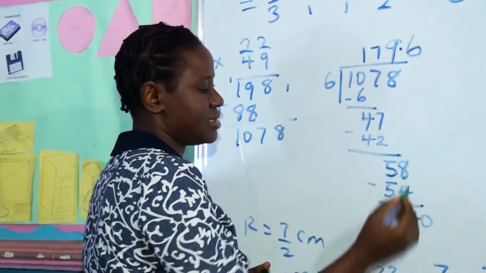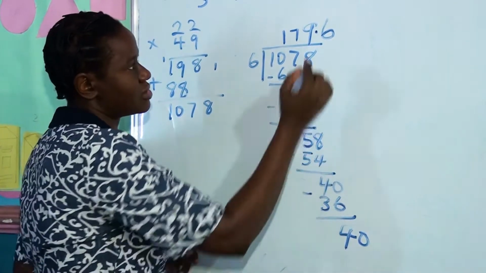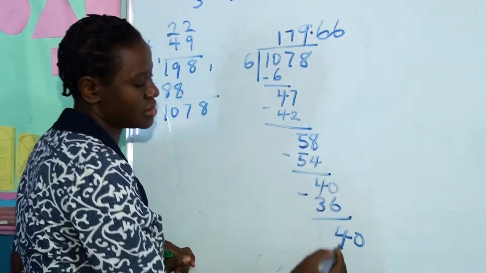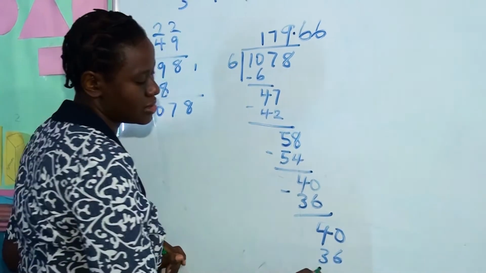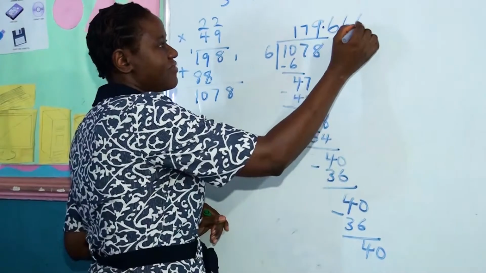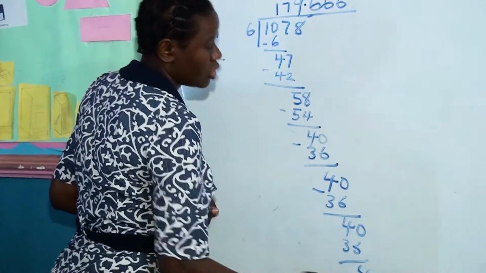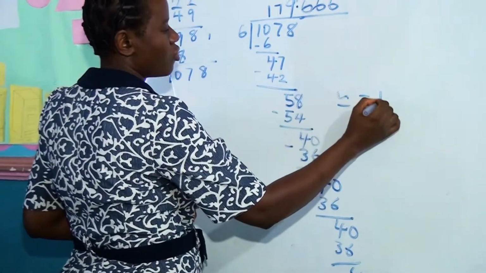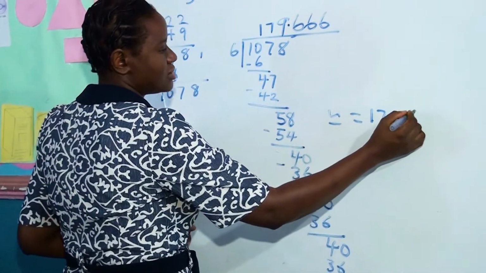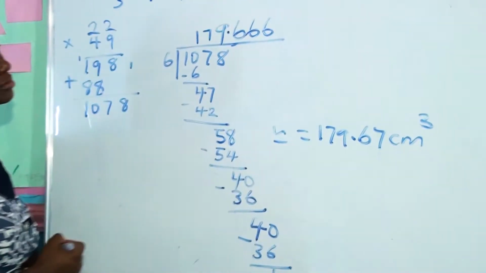How many 6 can we get in 46? 6 times 6 is 36. Okay, subtract. We have 4. Add another 0. We keep having 6. So we could approximate to have 179.67 centimeter cube.